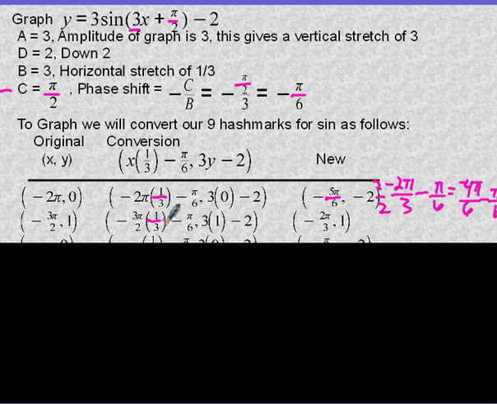Here we're going to have negative 3 pi over 2 times 1/3. I'll do each one right here. So that gives me negative 3 pi over 2 times 1/3, which, if I cancel these out, is just going to be negative pi.